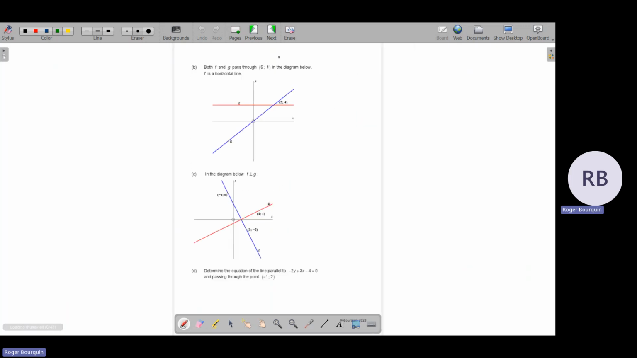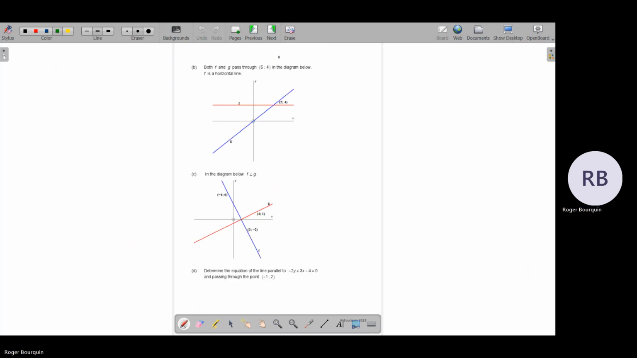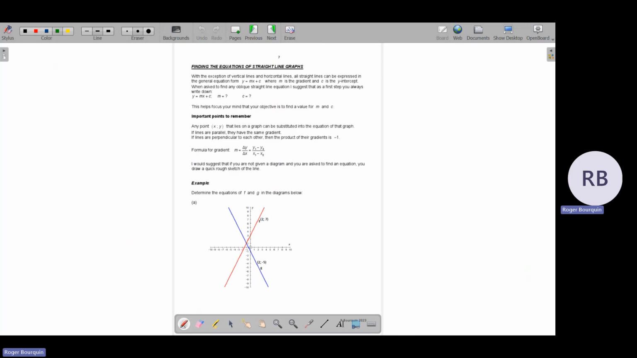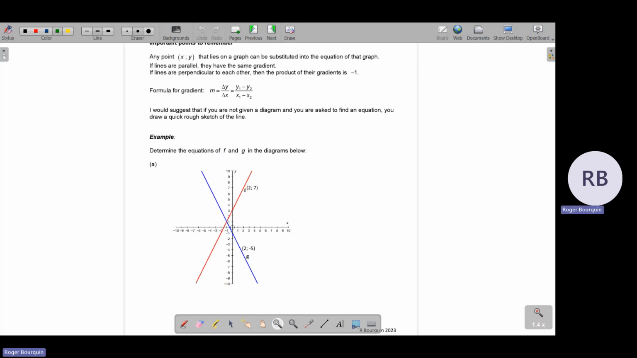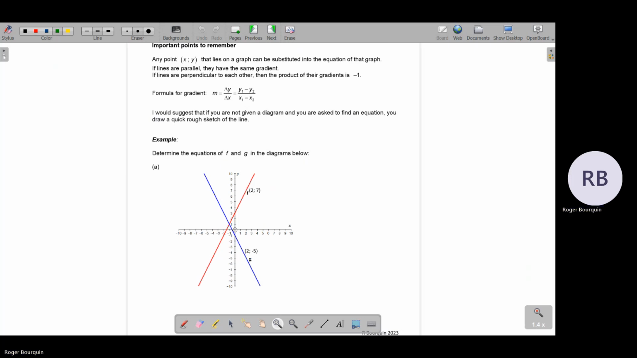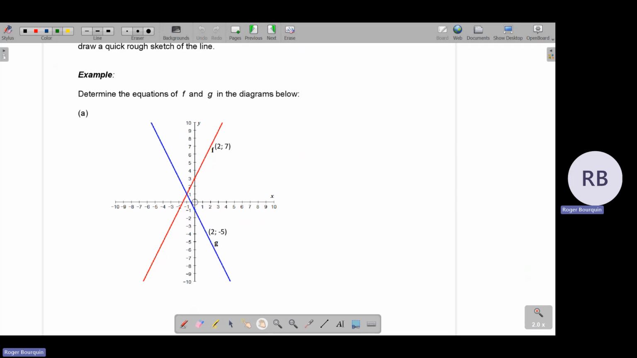If we go to finding the equation of straight line graphs, I want you to try this example. Let's do A and B. Go try to find the equations of graph F and graph G. Press pause, and when you finish, come back.